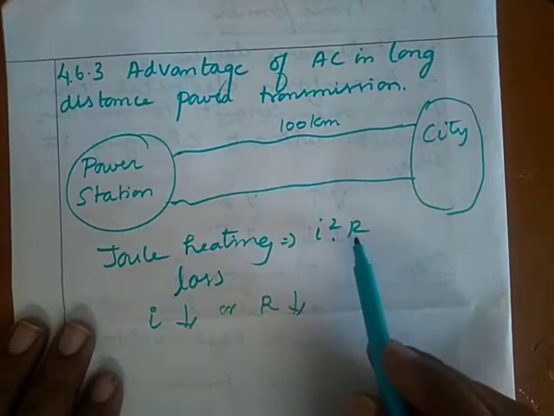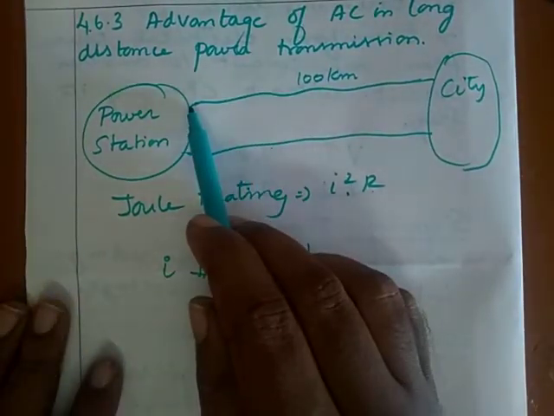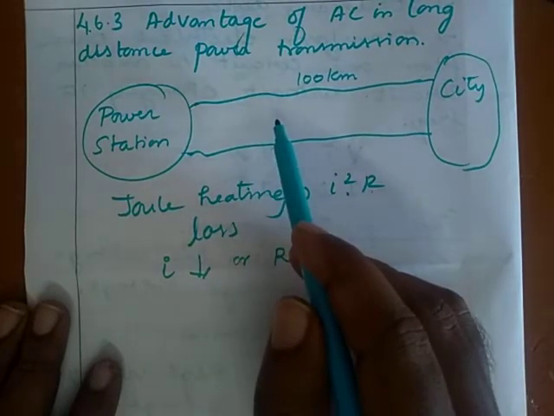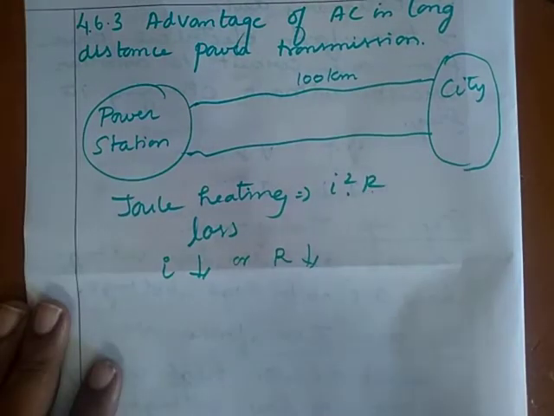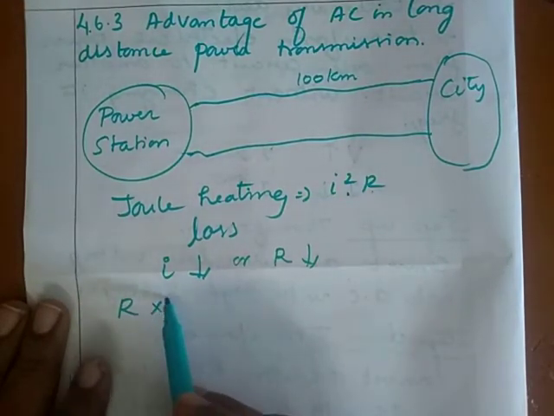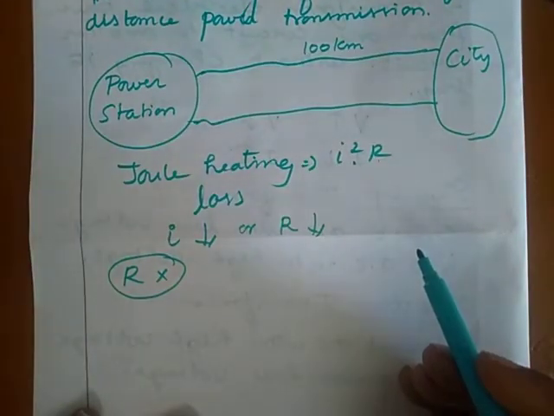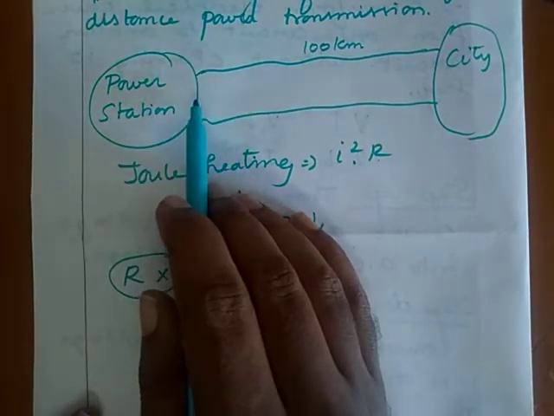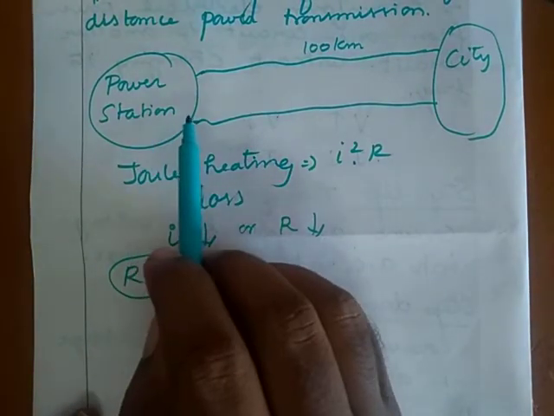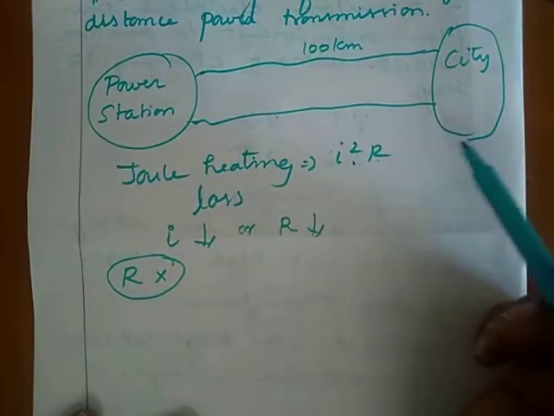In order to reduce the resistance, we need a wire thicker in diameter, but it may increase our cost of expense. So we can't decrease the resistance. But we have one more idea: we are transmitting the electric power in an alternating manner. The main advantage of this alternating voltage is that it can be stepped up or stepped down.